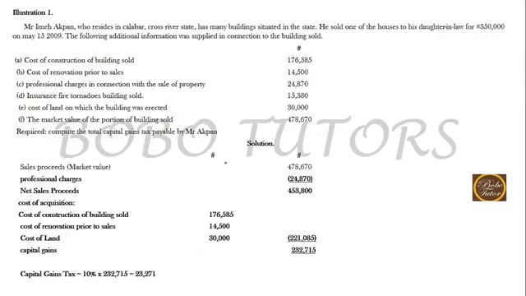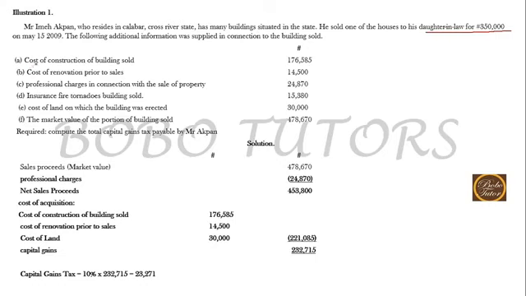Now, let's look at an illustration. Mr. Ime Akpan, who resides in Calabar, Cross River State, has many buildings situated in the state. He sold one of the houses to his daughter-in-law for 350,000. You can see daughter-in-law, connected person transaction. Can you see? So he sold it for 350,000 on May 15, 2009. The following additional information was supplied in connection to the building sold.